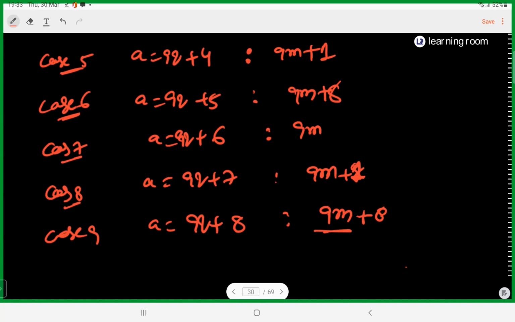I think that sequence is repeating, no? 9m, 9m plus 1, 9m plus 8. 9m, 9m plus 1, 9m plus 8, 9m, 9m plus 1, 9m plus 8. Again the same sequence, right? So you understood the logic, right?